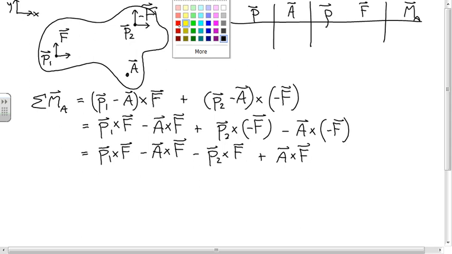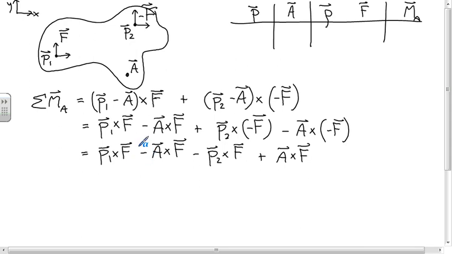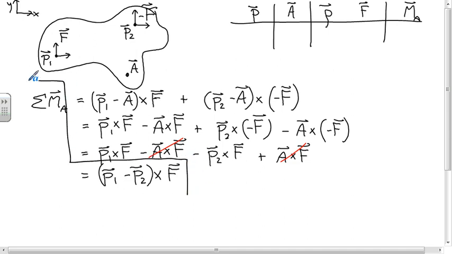Okay, and this is the step where the dependence on the about point goes away. There's a negative A cross F here that cancels the positive A cross F. And now if you group these back together, you can rewrite this as P1 minus P2 crossed with F. Okay? So this couple has a total moment that has no dependence on the about point.